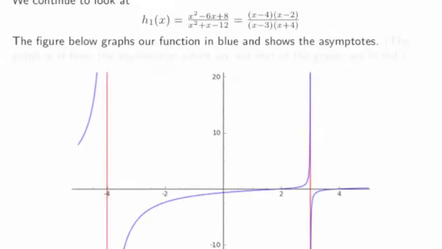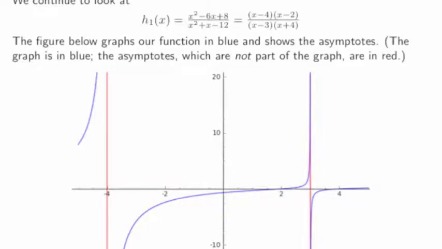Let's continue to look at this function. We factored the numerator and the denominator. The figure below graphs our function in blue and shows the asymptotes. The graph is in blue. The asymptotes, which are not part of the graph, are in red, and you can see the two vertical asymptotes, x equals -4 and x equals 3.